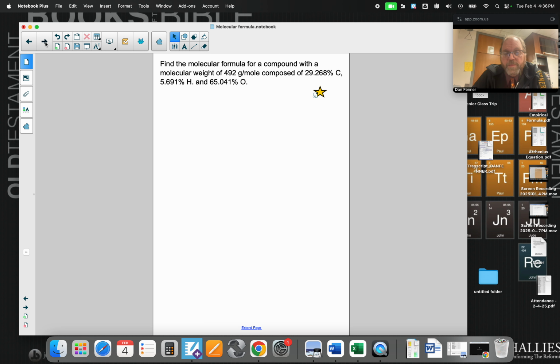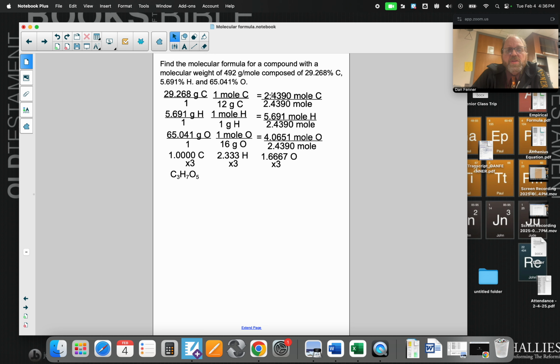Okay, here we go. So we should end up with 2.439 moles of carbon, 5.691 moles of hydrogen, 4.061 moles of oxygen, divided by the smallest number, which is the 2.439 moles of carbon here. So we're going to end up with 1 carbon, 2.333 hydrogen, 1.667 oxygen. The multiple there is 3. So we have 3 carbons, 7 hydrogens and 5 oxygens. So we're going to go now to the process, MW over FM.